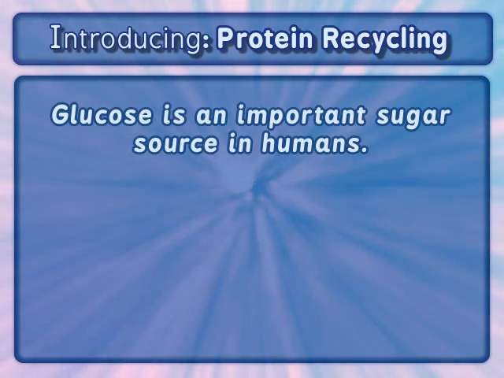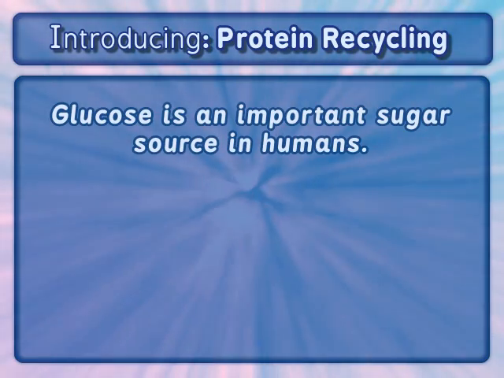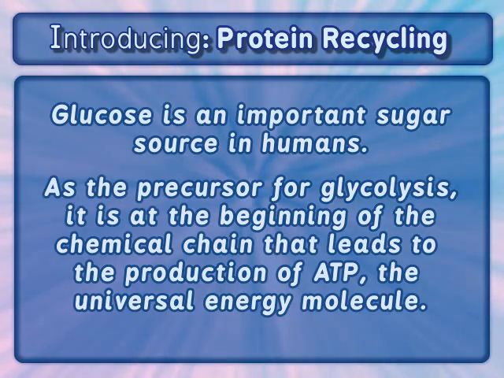Glucose is an important sugar source in humans. As the precursor for glycolysis, it is at the beginning of the chemical chain that leads to the production of ATP, the universal energy molecule.